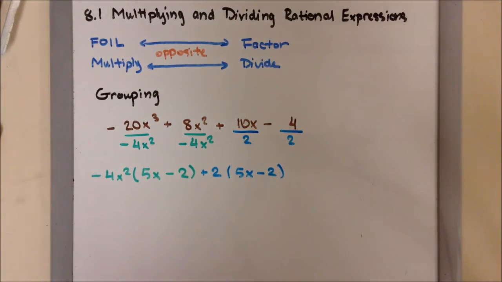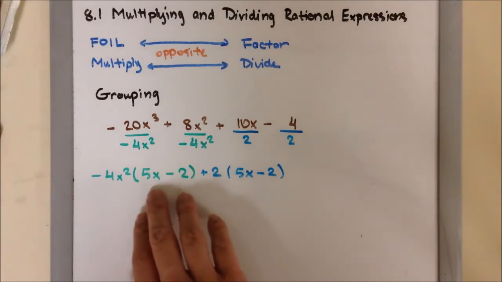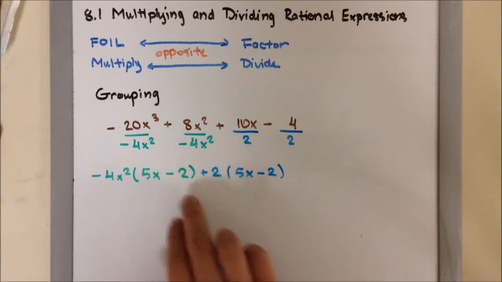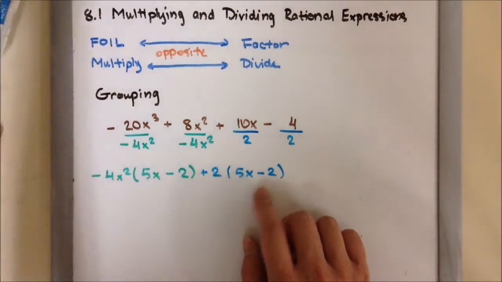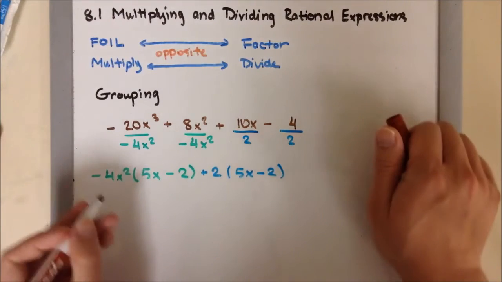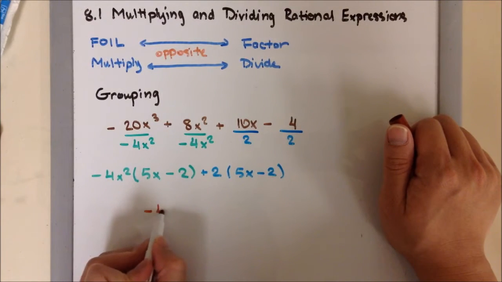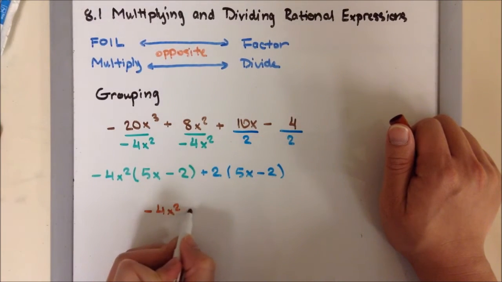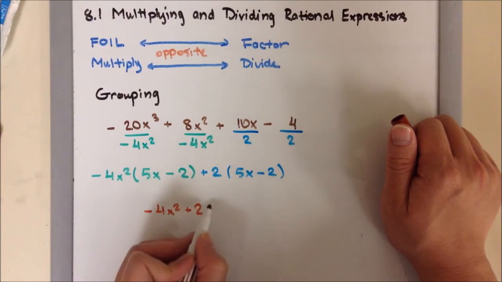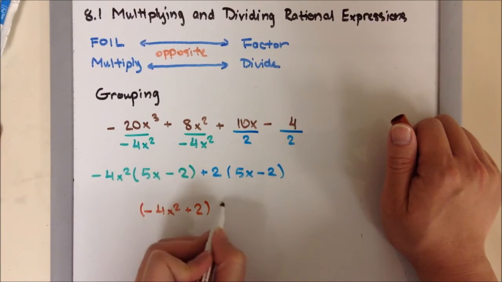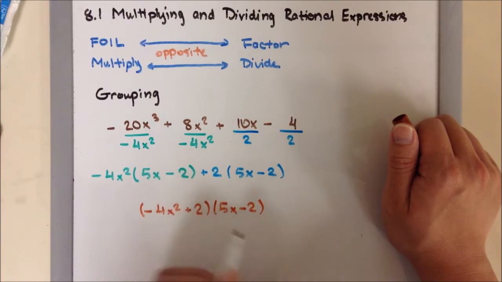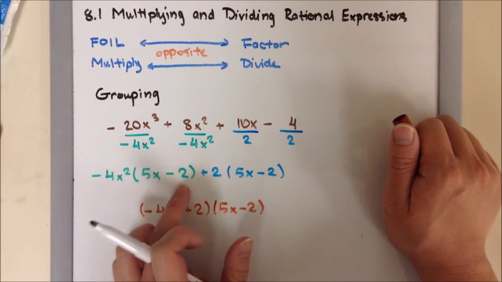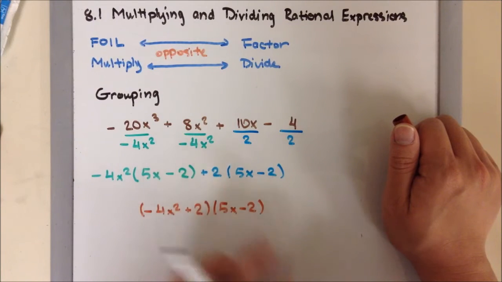Alright. Now, check the inside factor. 5x minus 2, 5x minus 2 is exactly the same. So that means that we can group the outside factor. So negative 4x squared plus 2, and then 5x minus 2. In addition, there's nothing in common between 5x minus 2, which is okay.